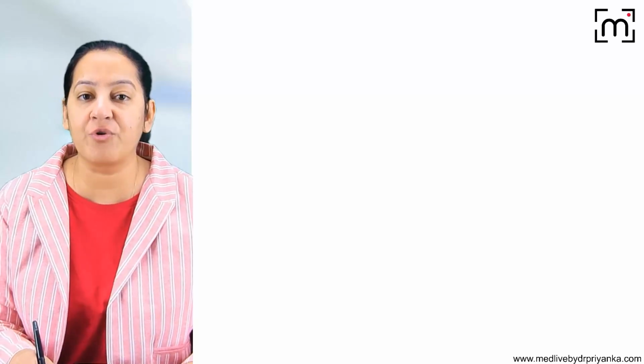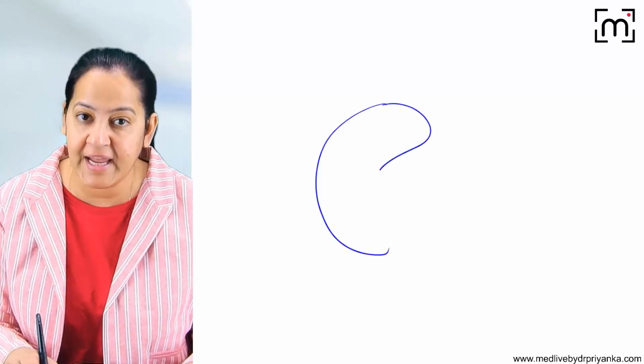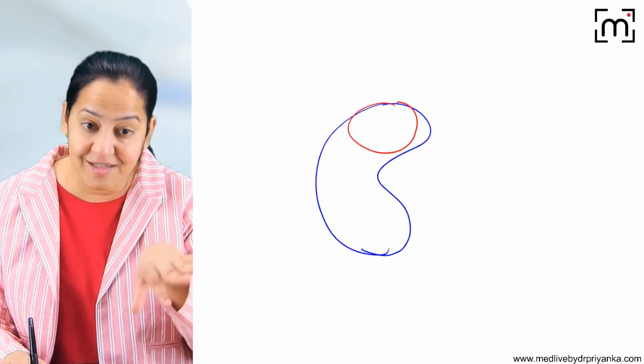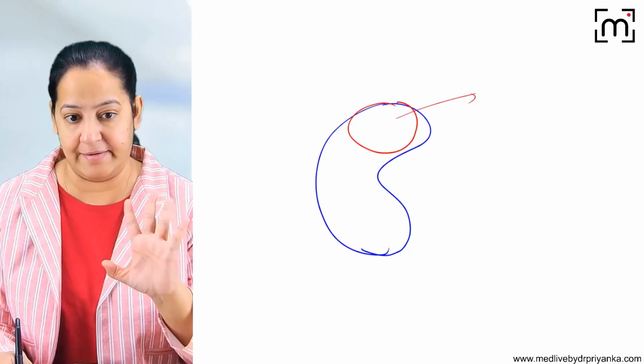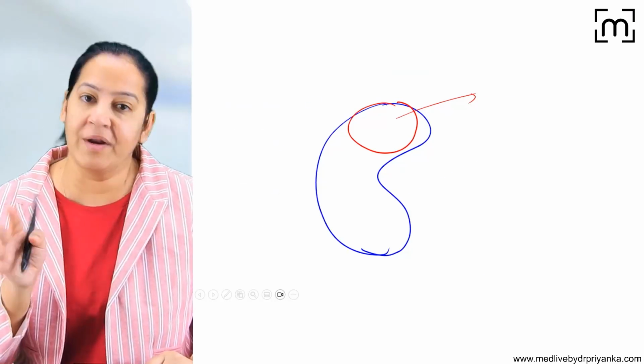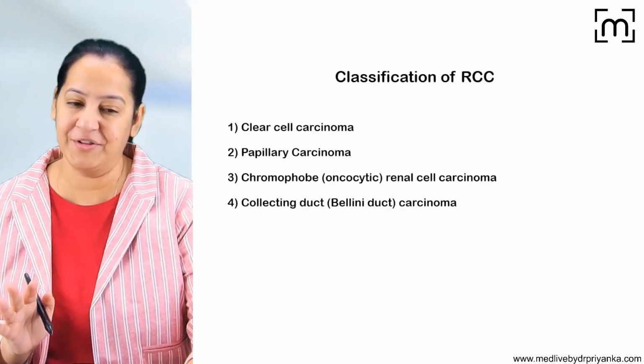So this typical gross you have to draw in your exam. Draw a kidney. In that kidney, draw the tumor at the upper pole. Draw it well circumscribed, golden yellow in color, solitary, single, at the upper pole. That is the gross. Now coming to the microscopy.